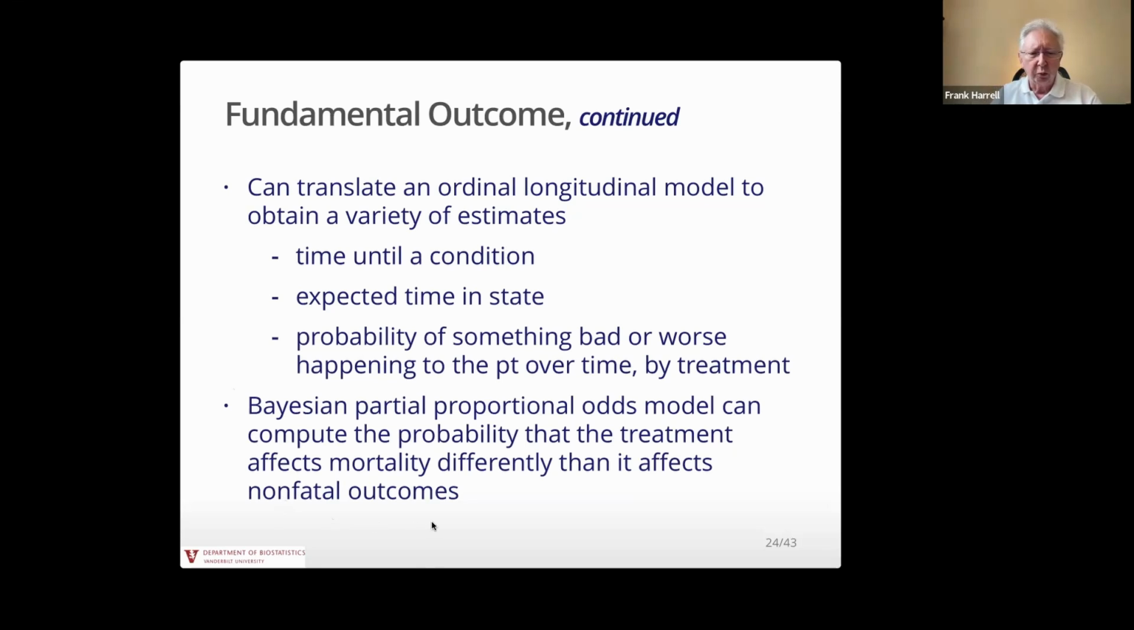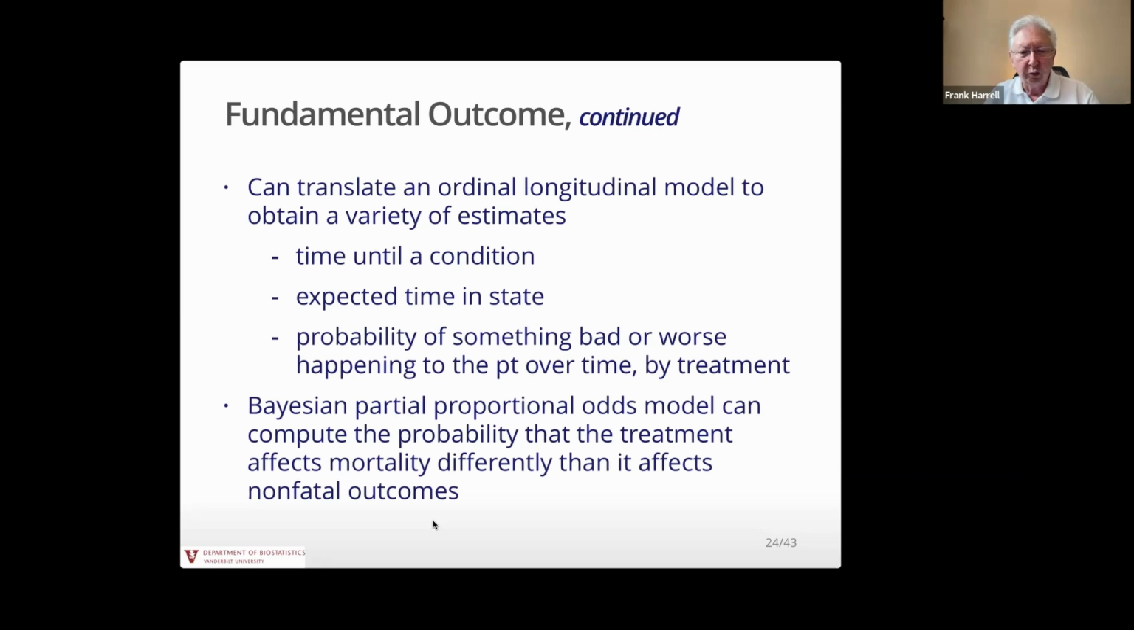So we have what's called a Bayesian partial proportional odds model. And this is the only method that I have ever seen that gives you a formal assessment of something I hear people talking about all the time, which is: what is the level of evidence that the treatment lowers mortality in the same way it improves non-fatal outcomes?